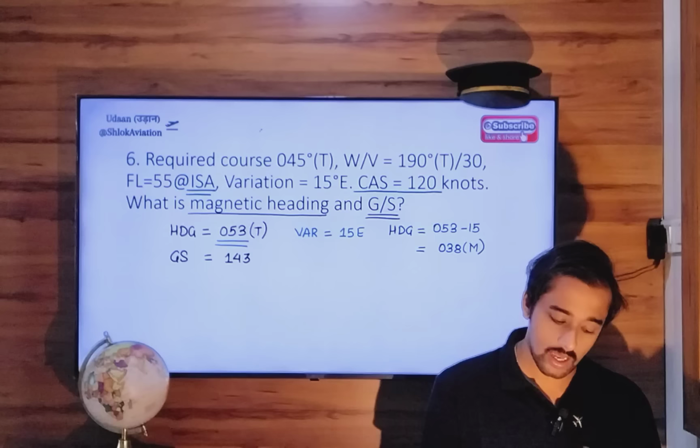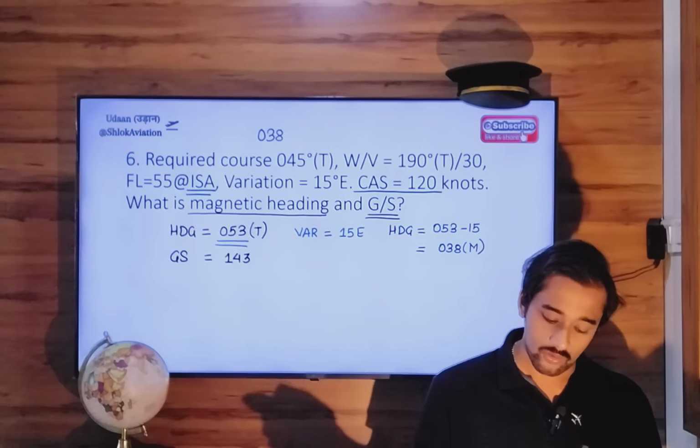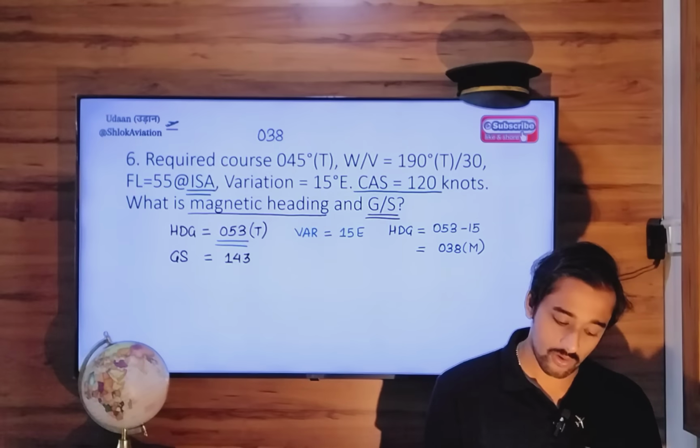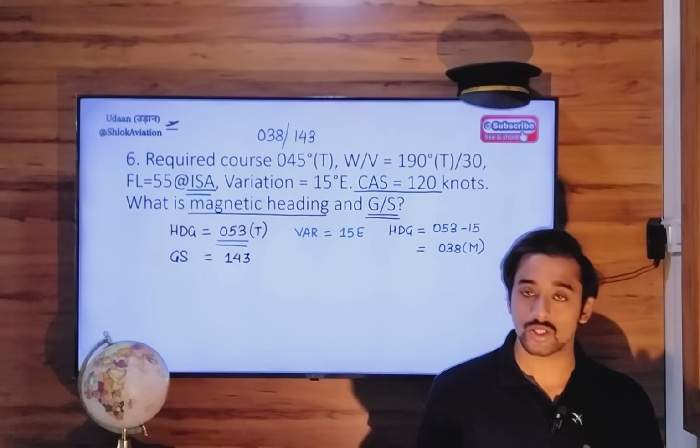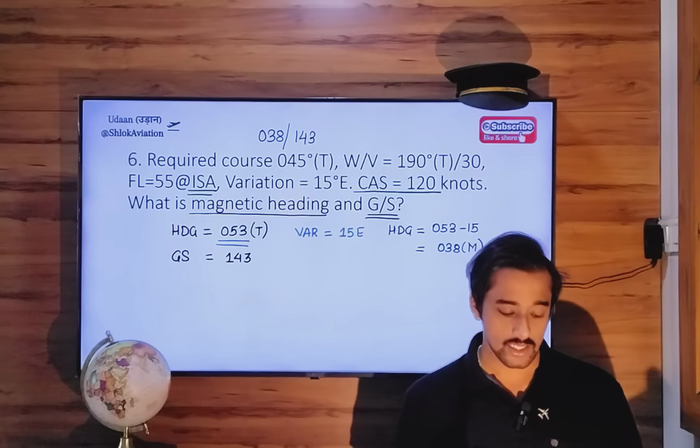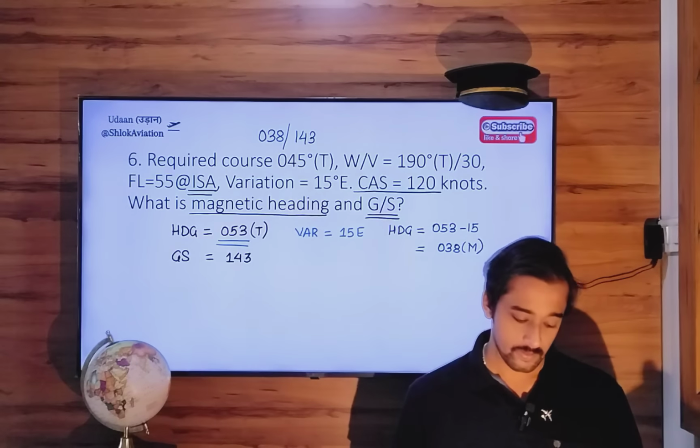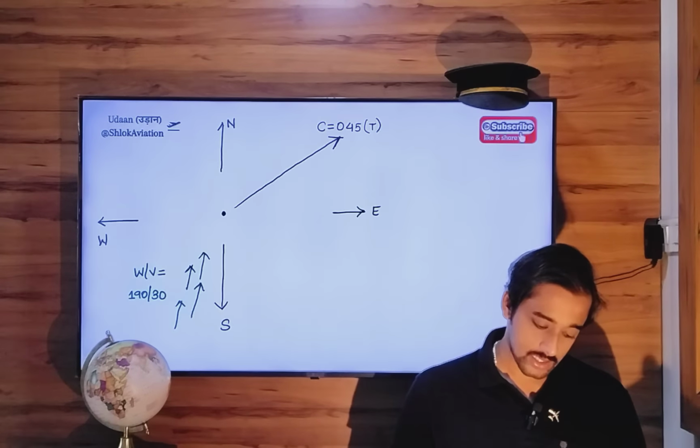So the final answer: what is the magnetic heading? It is 038. What is the ground speed? Ground speed is 143 knots. So you will select the option which contains these two values. Simple. Next.